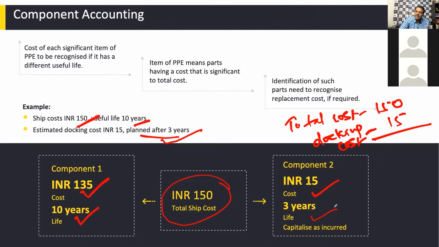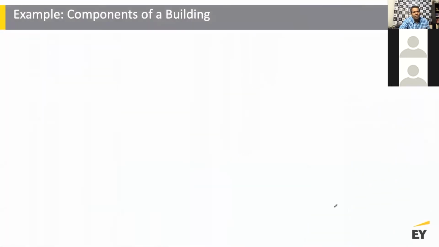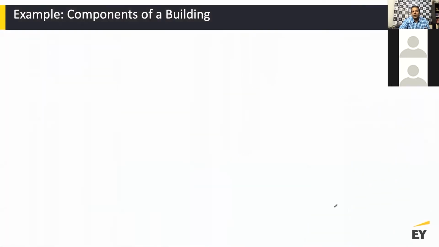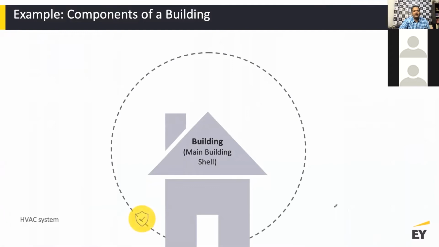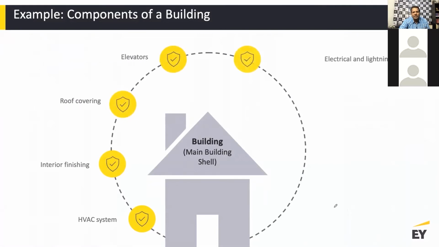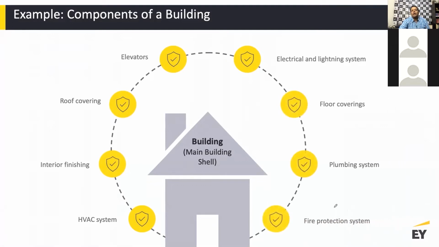Let's also understand this with the help of an example of a building. When you look at the different components of a building, which has a main shell, it could have several other things like an HVAC system, which is the air conditioning system, interior finishing, roof covering, elevators, electrical and lighting systems, floor coverings, plumbing system, or fire protection system. So it is one building, and it has multiple other things which come together to give it a comprehensive shape and form in which it can be used by the users of that building.